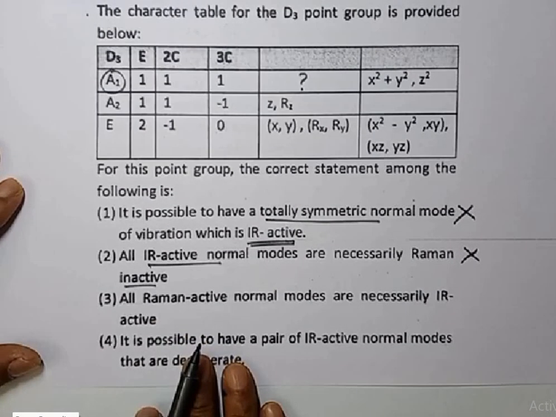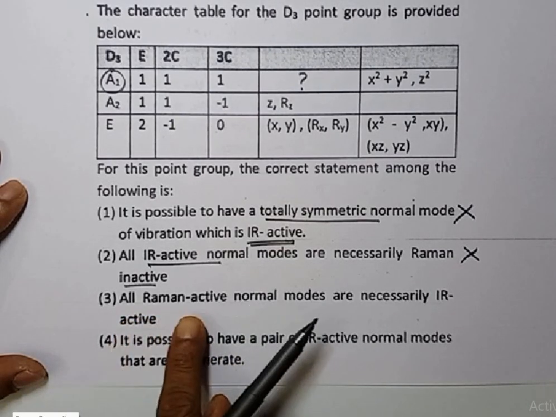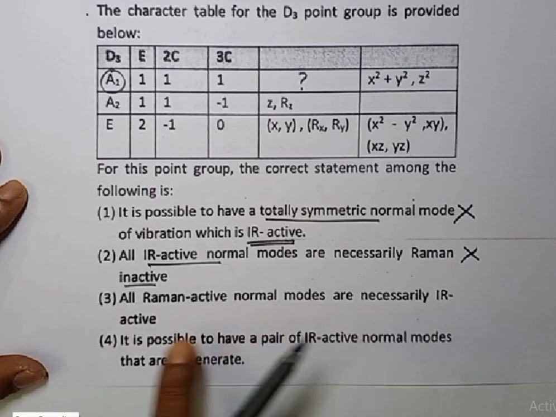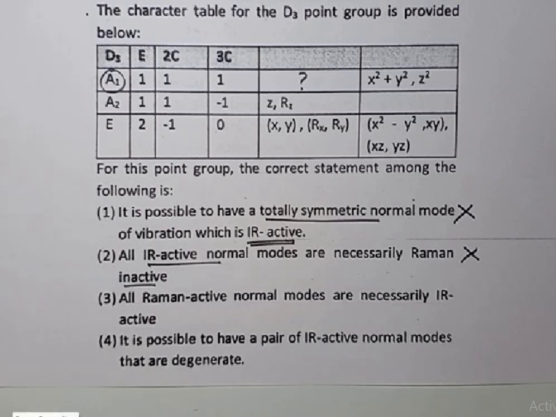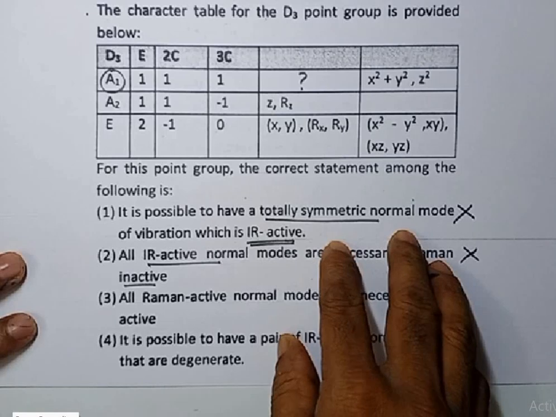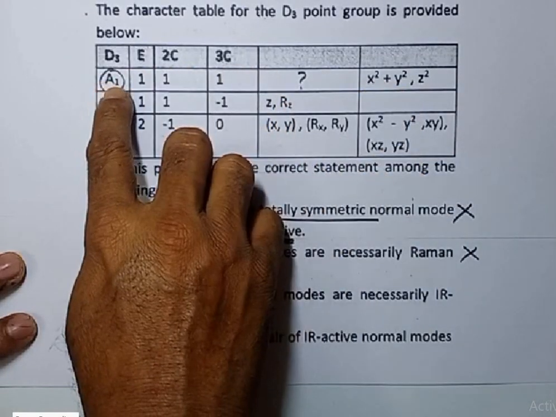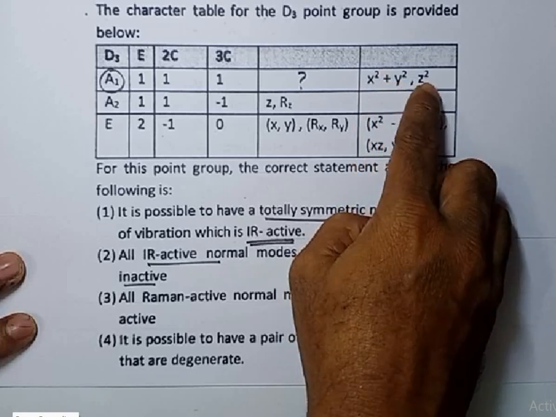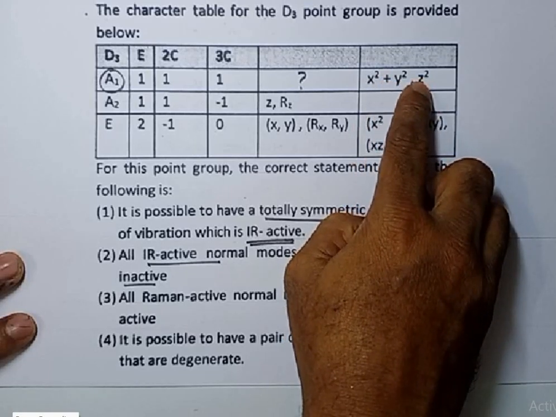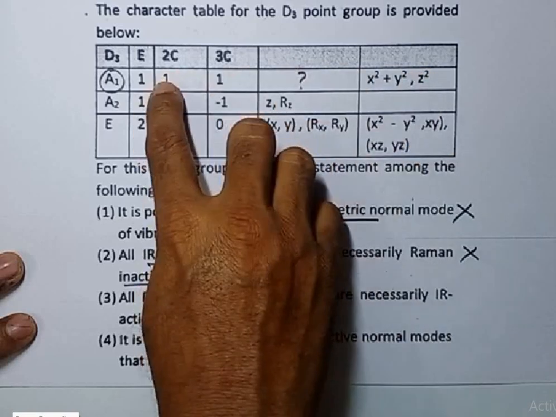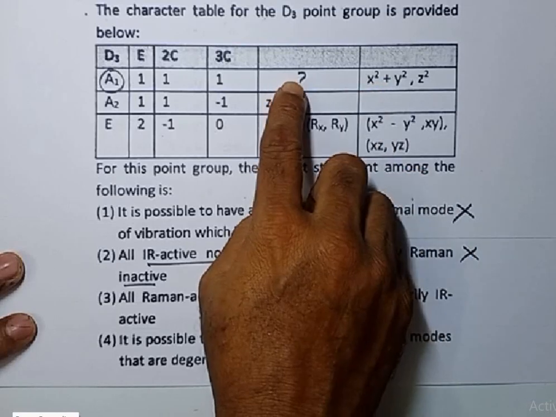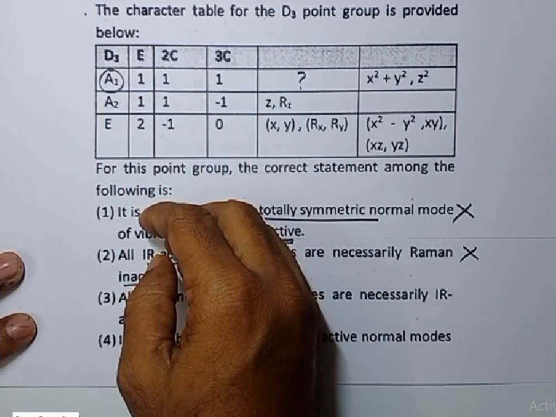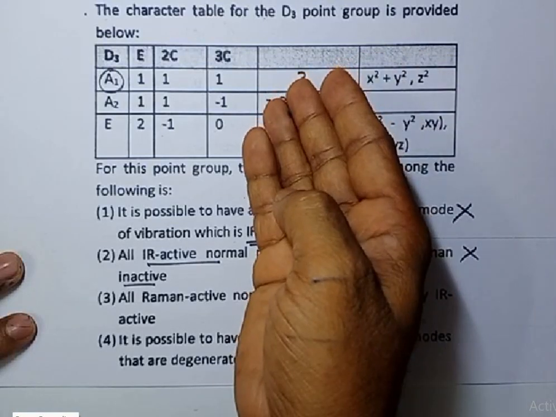Now let me move on to the third option. Third statement: all Raman active normal modes are necessarily IR active. You can easily answer this question by analyzing the character table. In the character table, see, A1 irreducible representation has a Z square term. Therefore, this is Raman active. A1 is Raman active. But there is no X, Y, Z, so it is not IR active. So Raman active vibrations need not be IR active.